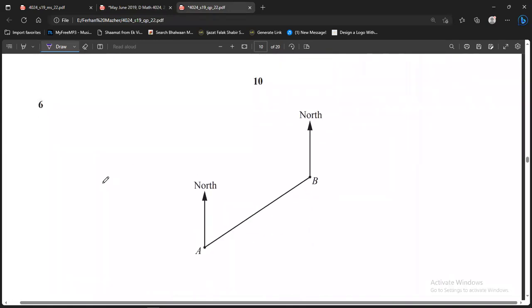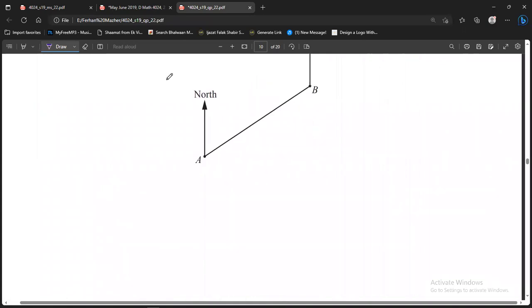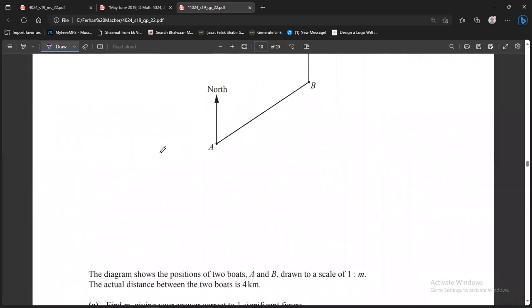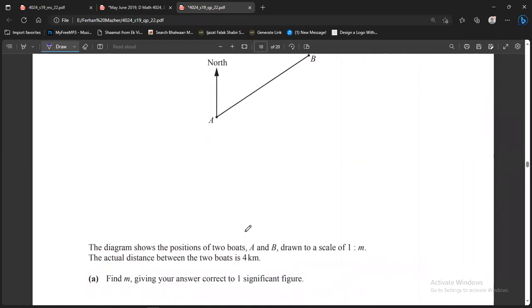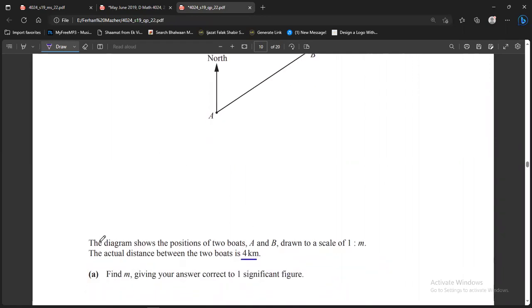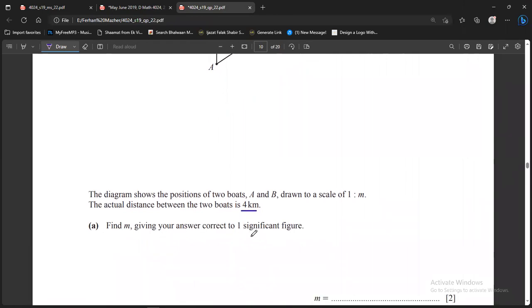Question number 6 is coming up on your screen. He says the diagram shows the position of two boards A and B drawn to the scale 1:m. The actual distance between the two boards is 4 kilometers. Find, giving your answer correct to one significant figure.